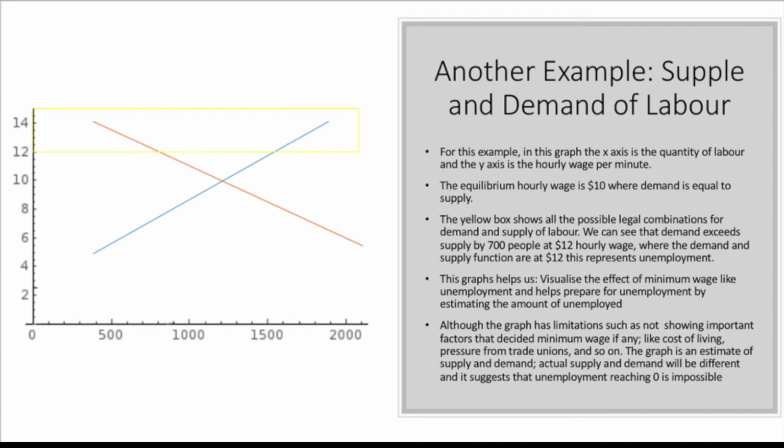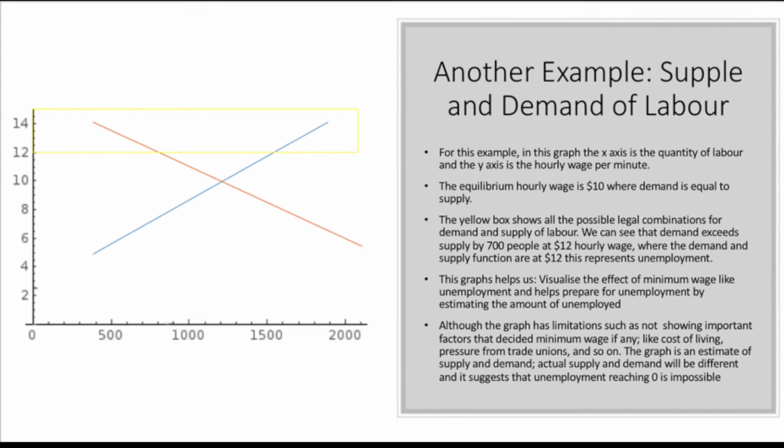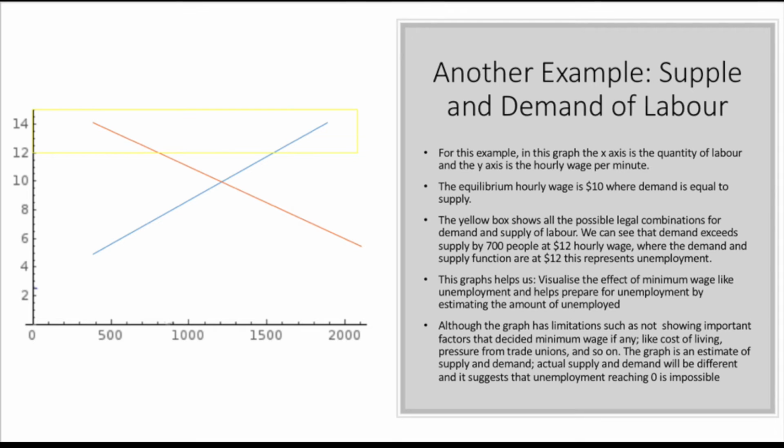Another great example of the use of graphs in economics is the representation of supply and demand of labor. In this example, the x-axis is the quantity of labor and the y-axis is the wage per hour. The equilibrium wage is $10, where demand is equal to supply. The graph shows the effective minimum wage of $12. The yellow box shows all the possible legal combinations for demand and supply of labor. We can see that demand exceeds supply by $700 at $12 hourly wage.